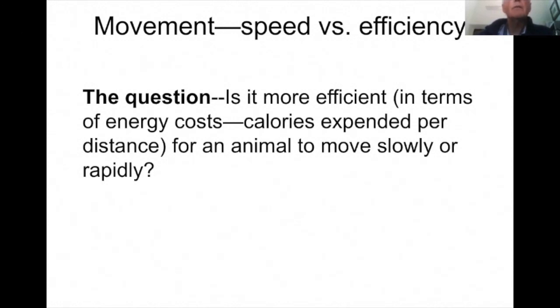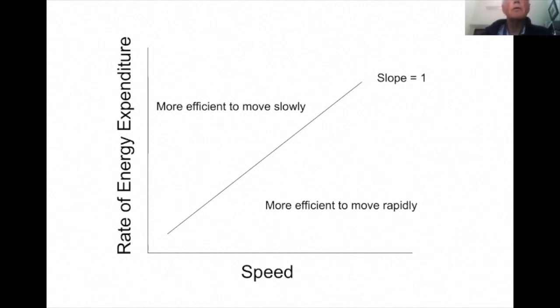The way that it was initially addressed, and this was work that was done by Richard Taylor, who was at Harvard University. Taylor imagined that we could create a plot in which speed of movement was put on the x-axis and the rate of energy expenditure was on the y-axis. And on that plot, if we drew a line with a slope of 1, it would be equally efficient to move quickly or slowly, all right? It wouldn't matter. Speed and the rate of energy expenditure would scale perfectly, 1 to 1, all right?